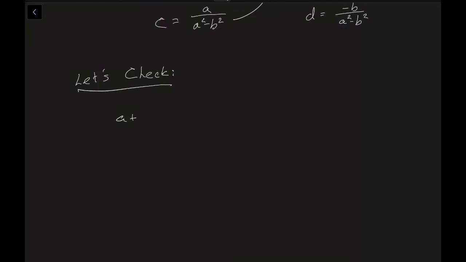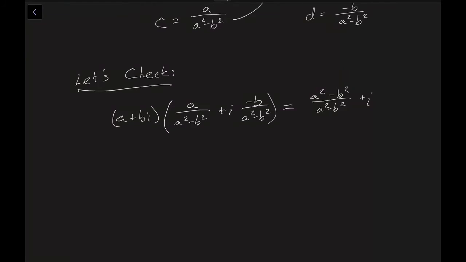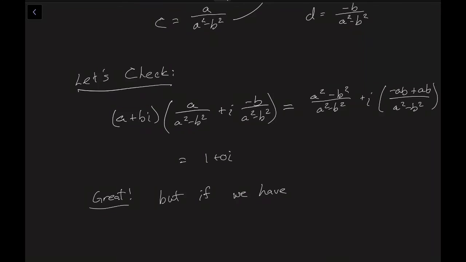Now that we've come to a conclusion of what c and d are, let's go ahead and multiply it by a plus bi. Let's just do it on the right now to get a feel to see if it works. And then we'll ask ourselves, are there any problems with this? And as we see, this is great. We get 1 plus 0i. But there's a small problem.